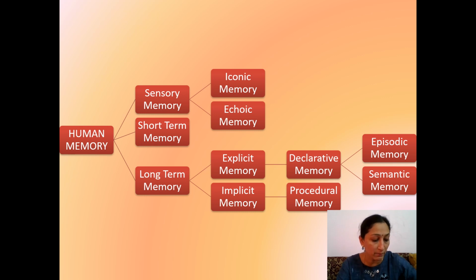In this long-term memory, we have different types once again. That is explicit memory and implicit memory. In explicit memory, we call it mainly conscious memory. It is the memory which we try to keep with us or retain by deliberate or conscious efforts.